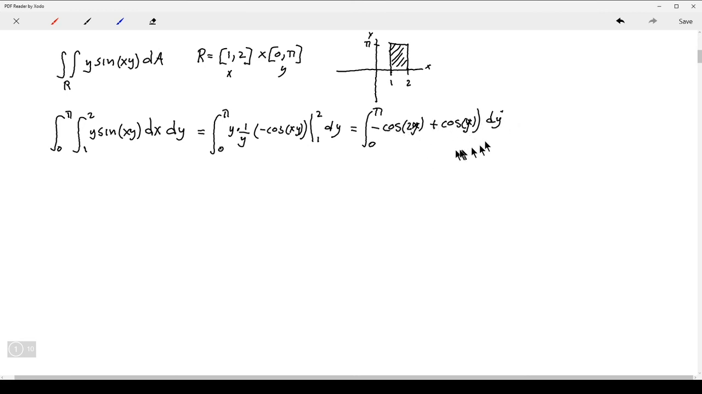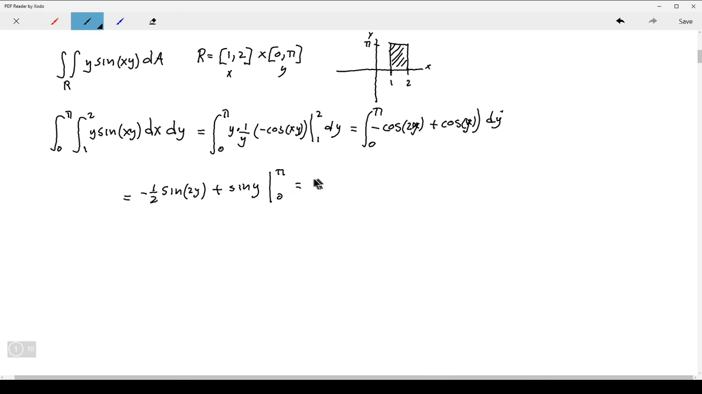And notice, no more integration by parts. This is just straight trig. So when I take the antiderivative of cosine 2y, I'm going to get 1/2 sine 2y. So that's going to be negative 1/2 sine 2y, and the antiderivative of cosine y gives plus sine y. And then we're evaluating that from 0 to pi.